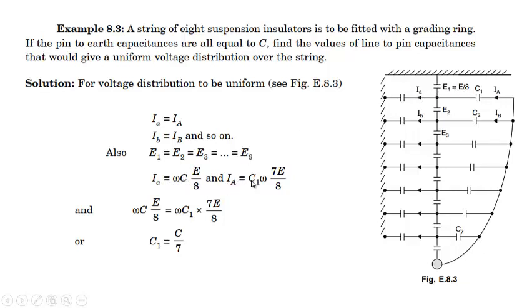And IA is equal to C1 omega 7 E by 8, because the voltage across this will be the total voltage appearing across this conductor with respect to ground minus this voltage.